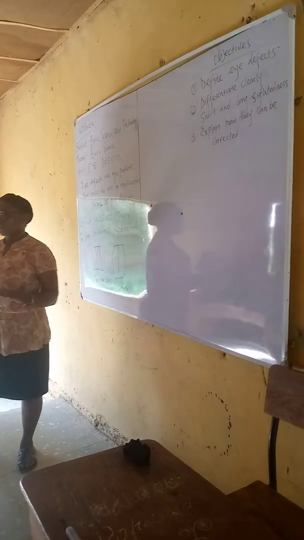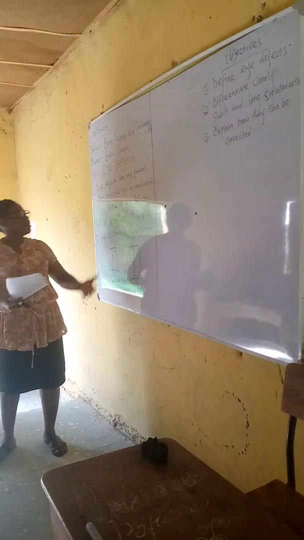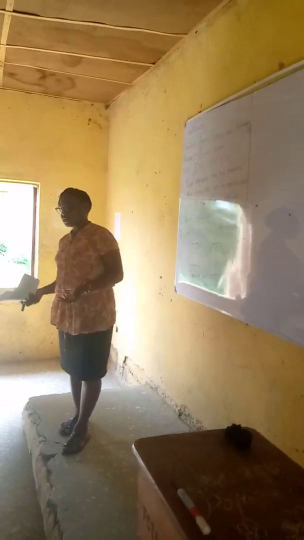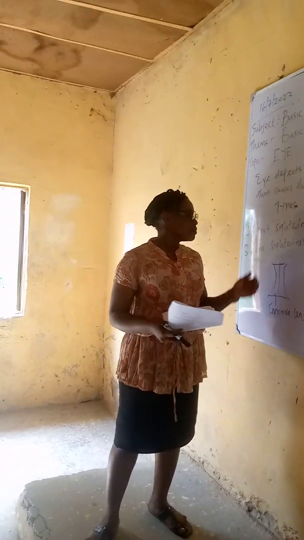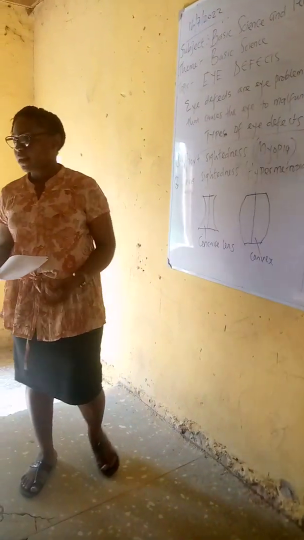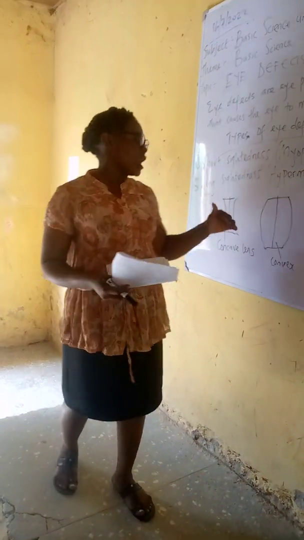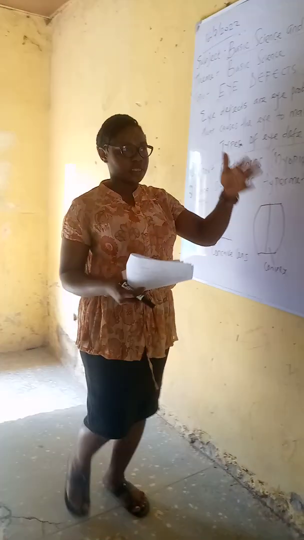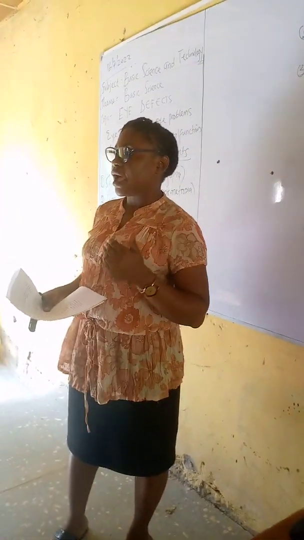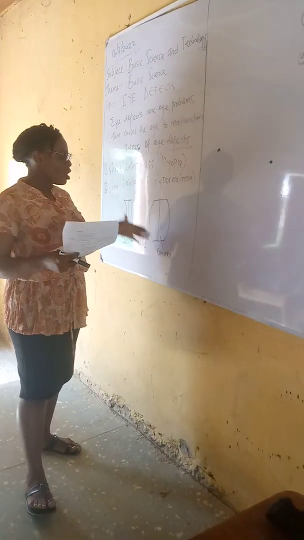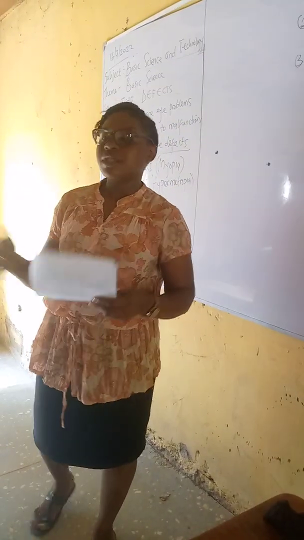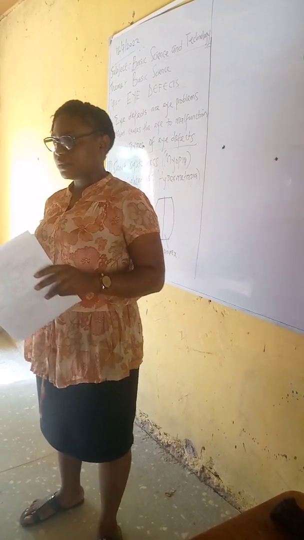Alright, so let me just go over it again. Eye defects are problems of the eye. They cause the eye to malfunction. The types are short-sightedness, which is also called myopia, and long-sightedness, which is called hypermetropia. Short-sightedness can be corrected with the use of a concave lens. When you place the concave lens in front of the eye, the image will be formed on the retina. While for long-sightedness, when the convex lens is placed in front of the eye, the image can then be formed on the retina. Any question?